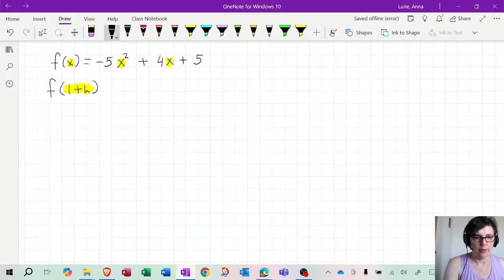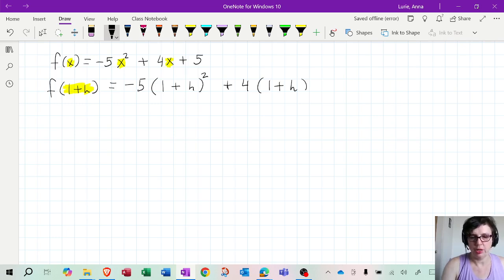So, whoops. I'm going to do -5, and then instead of x in parentheses, I am replacing 1 plus h. Then square that, plus 4. Again, I am replacing x with 1 plus h. And then plus 5. Okay, the first thing is to focus on this right here. What is that? So let's do that separately.